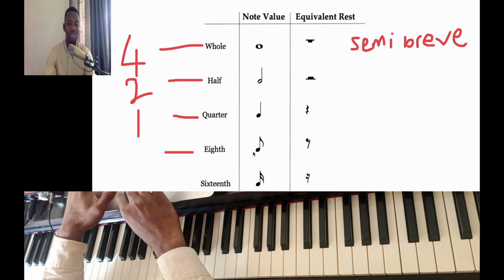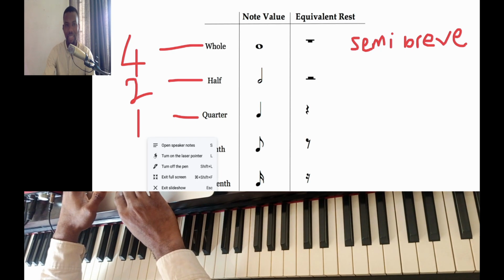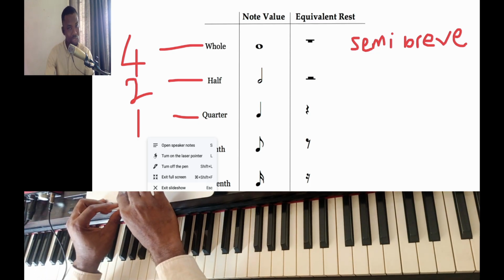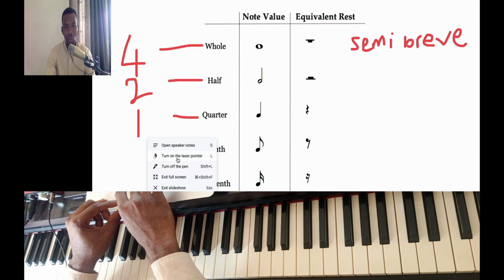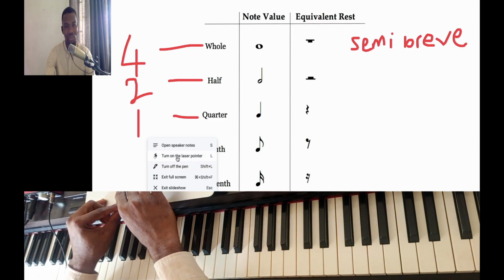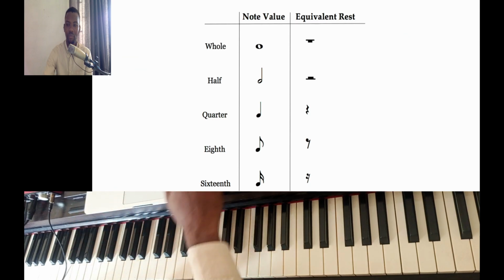And then I'm going to explain their values. Notice I said the value of a whole note is 4 beats. The value of a half note is 2 beats. The value of a quarter note is 1 beat, and the value of a 16th note is half of a beat. All right? So let me clean off what I've written here so that we can move on to the next slide.